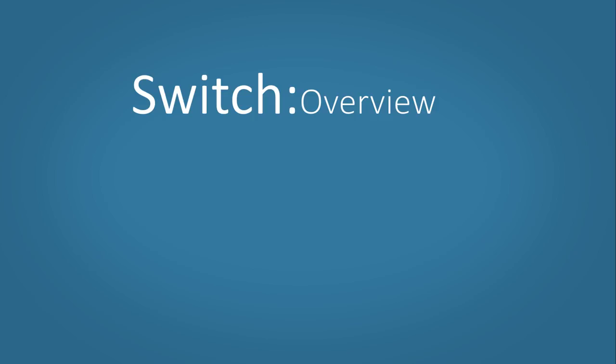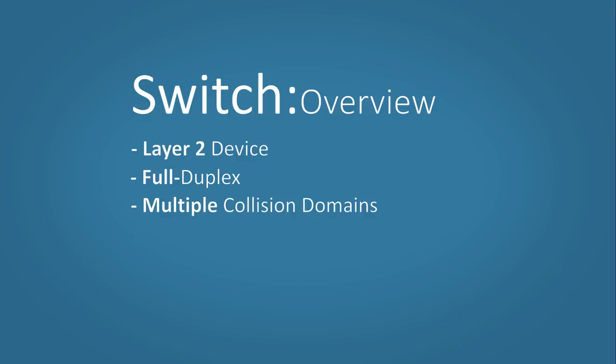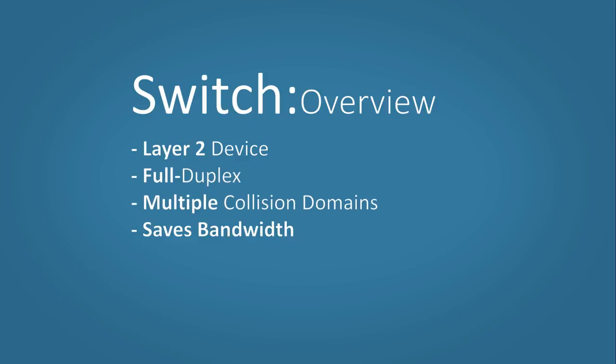Let's review. A switch is a layer 2 device. Like the bridge, it can learn MAC addresses, which are known as layer 2 addresses. A switch can use full duplex, meaning it can send and receive data at the same time. This means each port has its own collision domain. This is a huge improvement over a hub. Because it can learn MAC addresses, a switch saves huge amounts of bandwidth. And now because only the destination host is receiving the data, other hosts can't steal it.